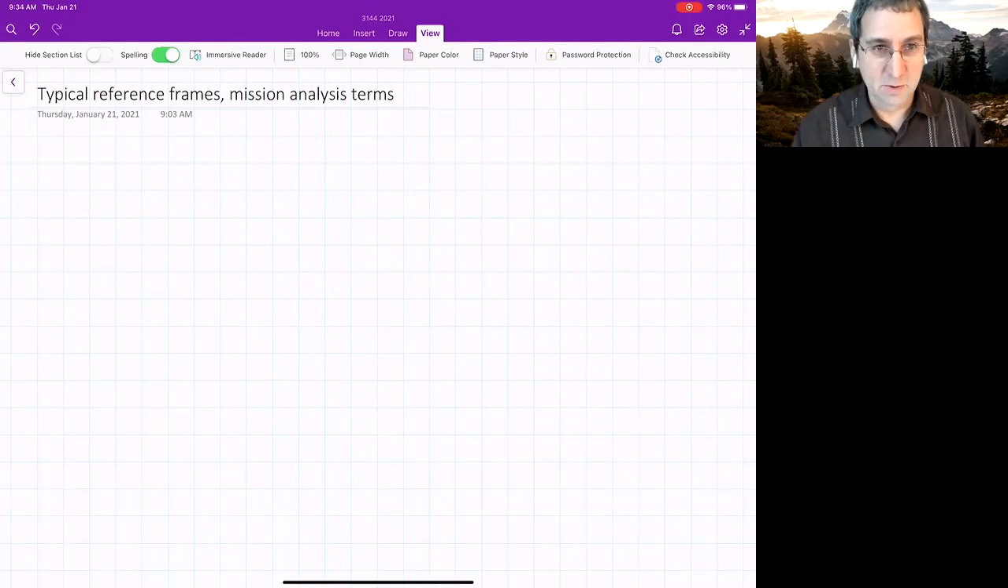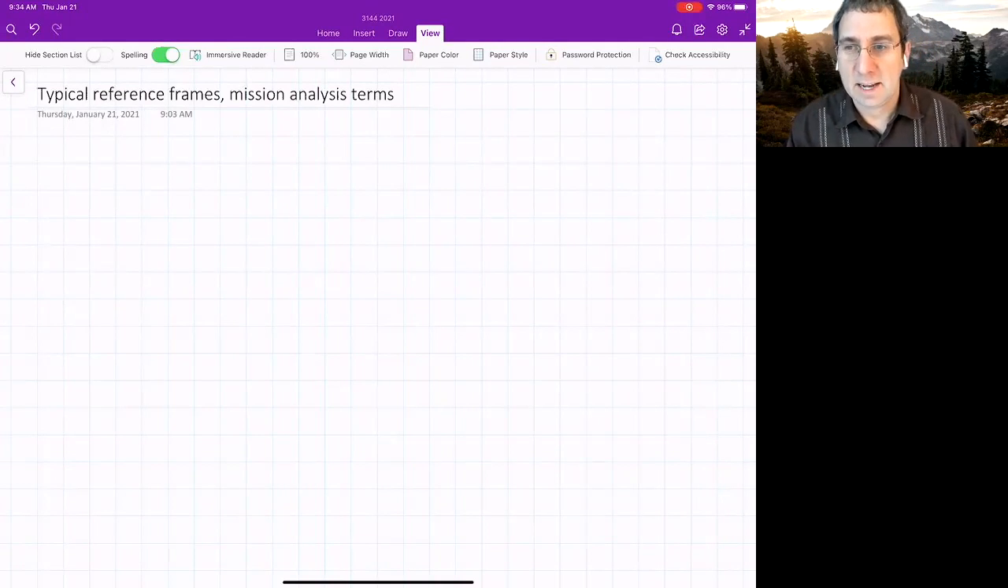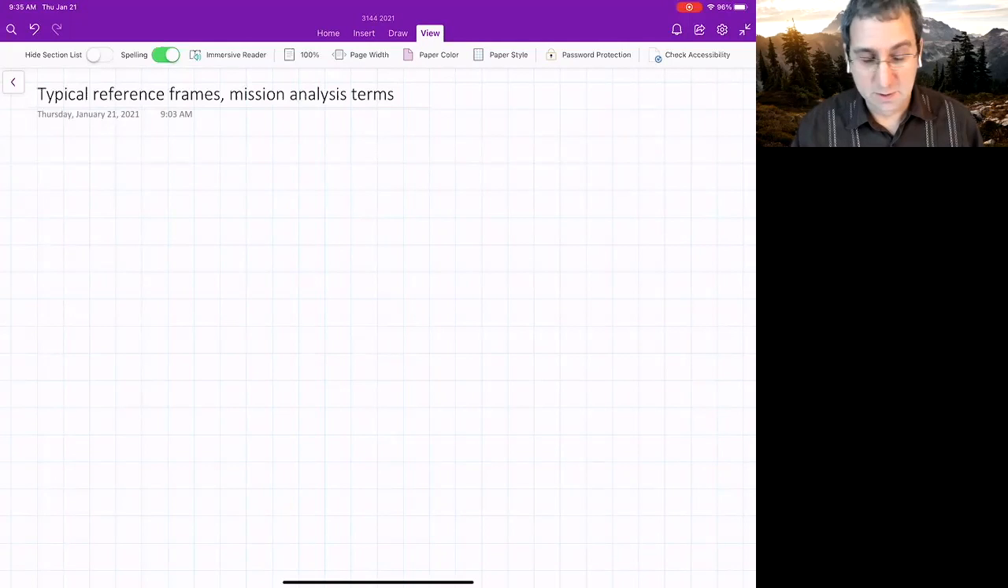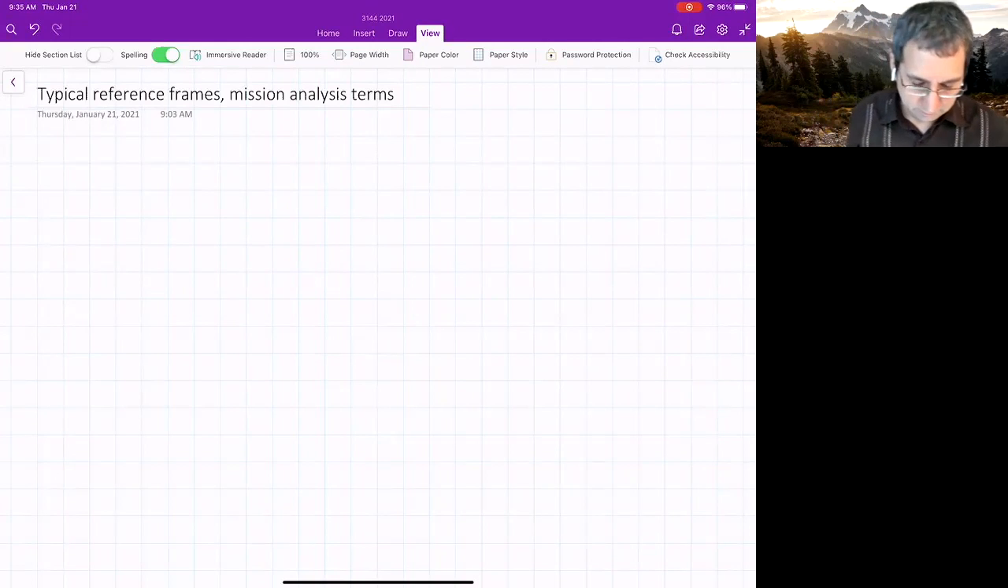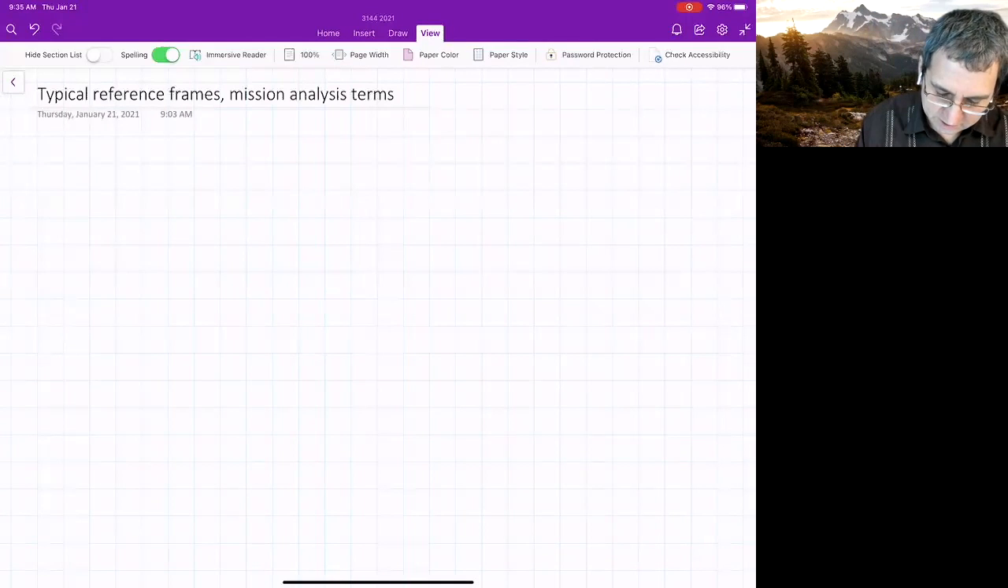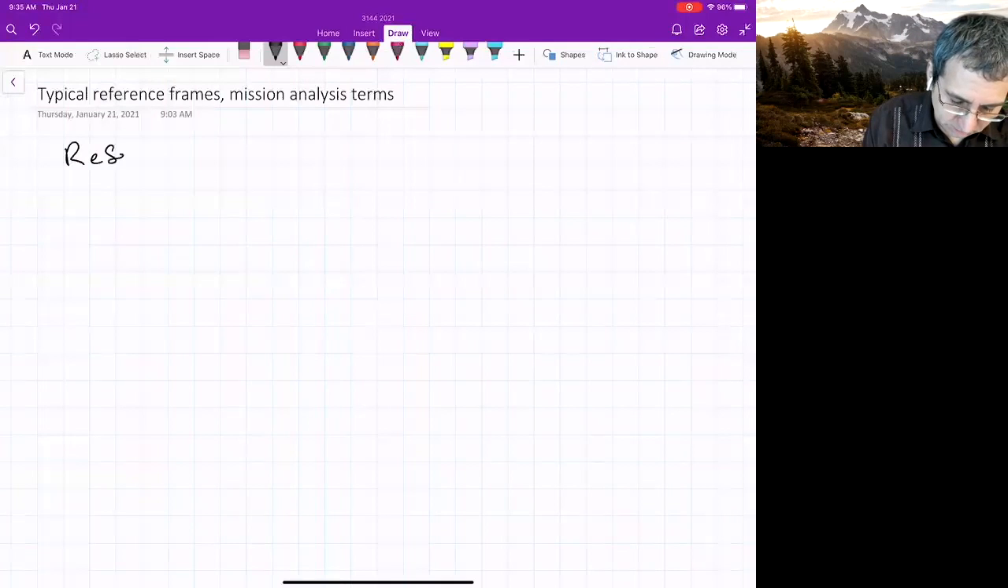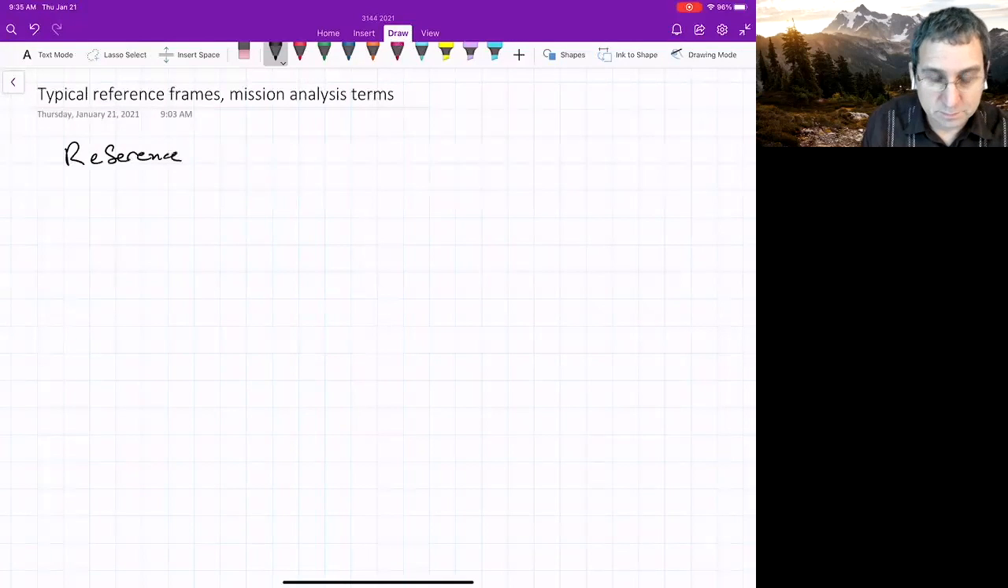So throughout this class, we're going to be talking about using different reference frames, often several reference frames at once. So you need to become familiar and comfortable with the basic concept. So let's just dive in. I gave sort of a preview last time, but we'll say some more now. So let's talk about what a reference frame is.